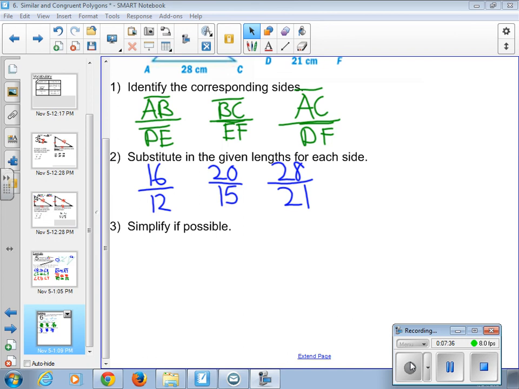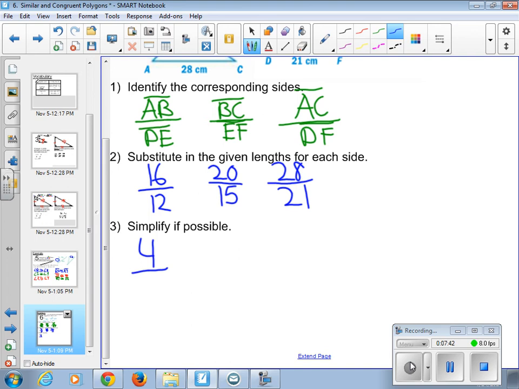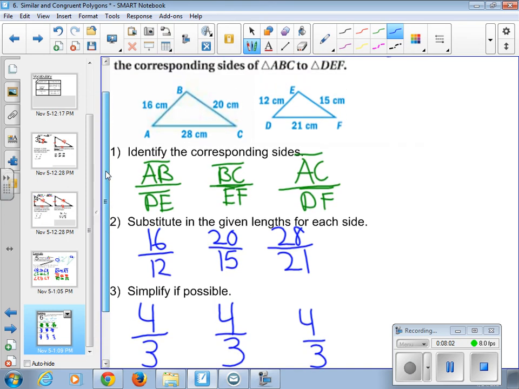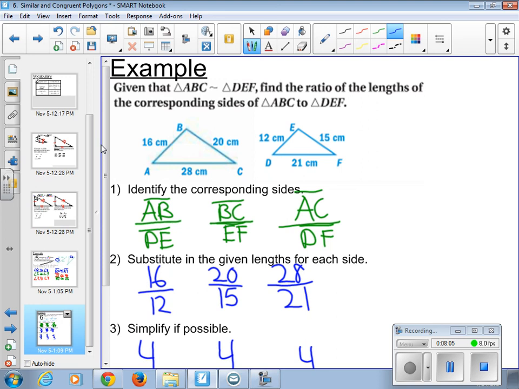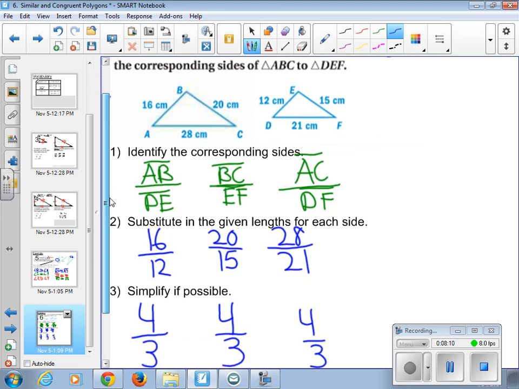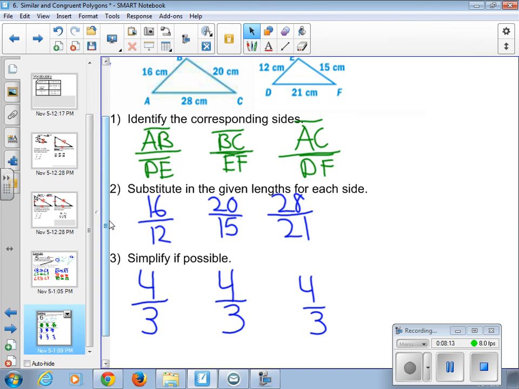Finally, we simplify if possible. Our first ratio has a common factor of 4, which gets us down to 4 over 3. Our second ratio, a common factor of 5, again gets us to 4 over 3. And the third ratio has a common factor of 7, which gets us down to 4 over 3. So all of our sides have the same ratio to their corresponding parts. Therefore, this proves the triangles are similar. This concludes today's lesson on congruence and similarity.